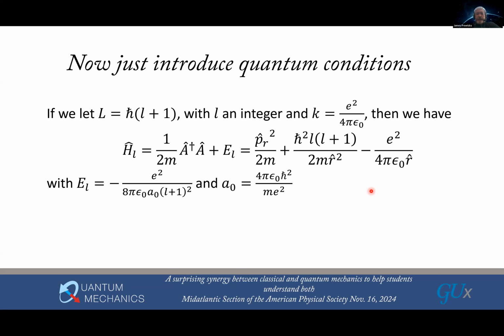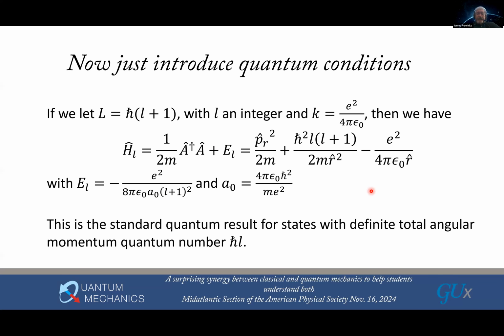So everything from quantum mechanics comes out in the same way, and you have this very nice connection between classical and quantum mechanics when you're working with solving the radial equation for states that have definite total angular momentum quantum number h bar l. The only thing that's a little bit odd is we had to set the classical L to h bar (l plus 1) in order to make this work. You might have thought we wanted to set it to h bar l, but it has to be set to h bar (l plus 1) in order to get this to work.